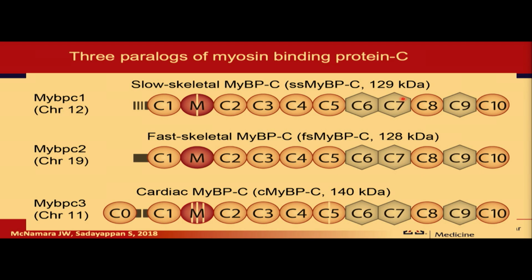As you can see, they have very close, similar domain structures. The round shapes are the immunoglobulin domains, and these are the fibronectin domains. So, cardiac has an extra 100 amino acid C0 domain, and then a couple of phosphorylation sites, and then there is a unique insert within the C5 domain. But mutations in skeletal myosin binding protein C can cause skeletal disease, not cardiac disease, because they are not expressed in the cardiomyocytes.